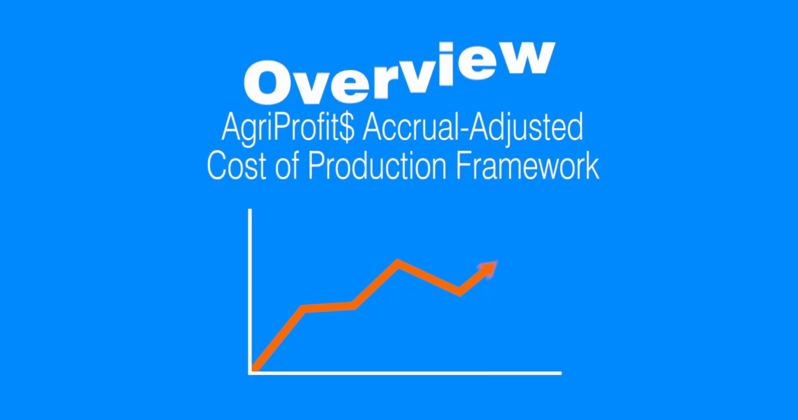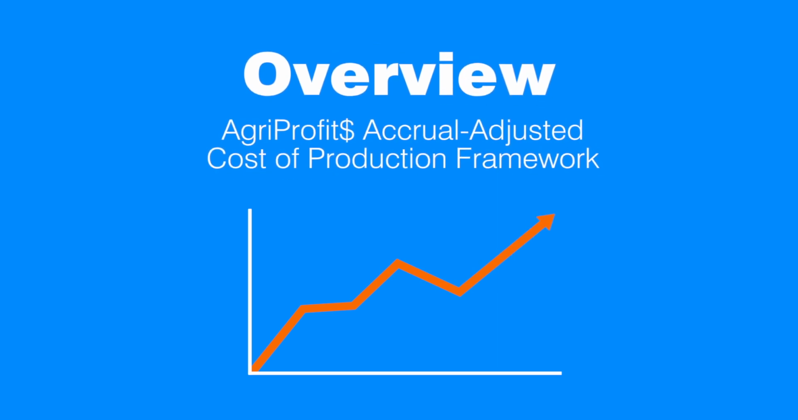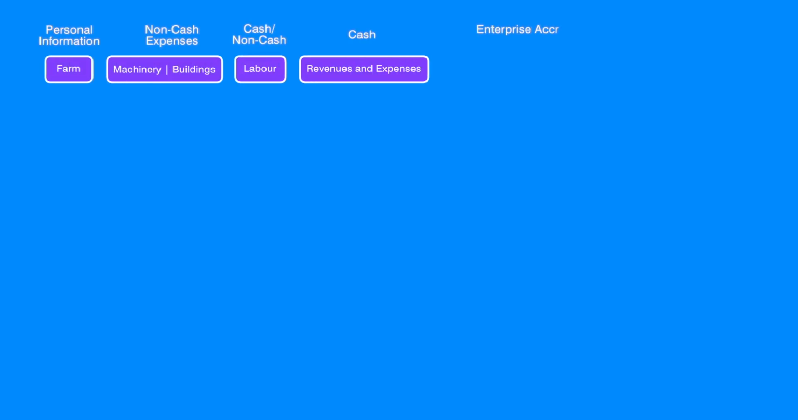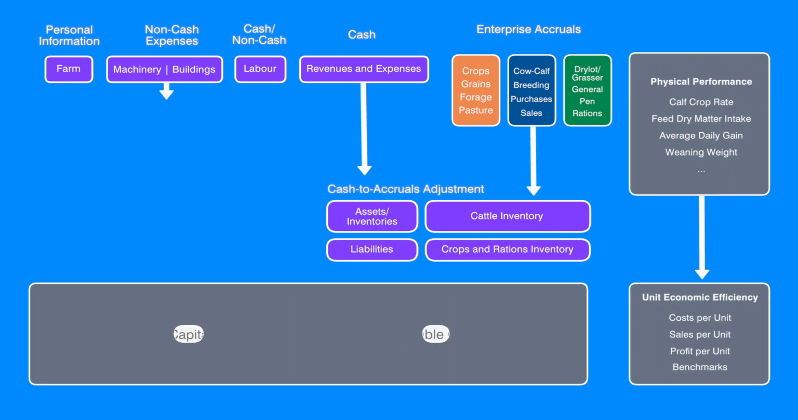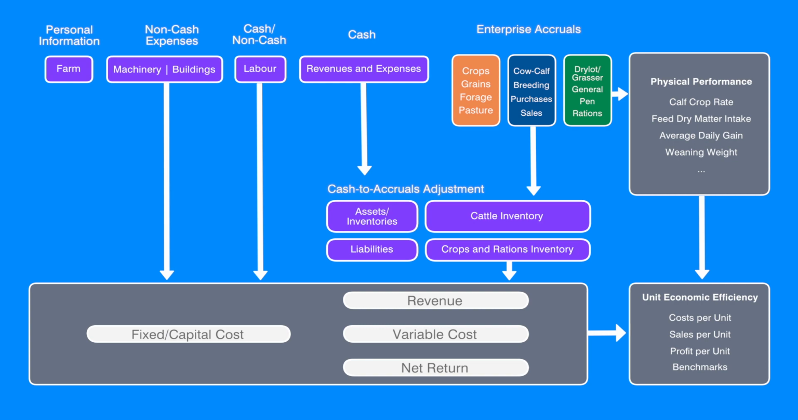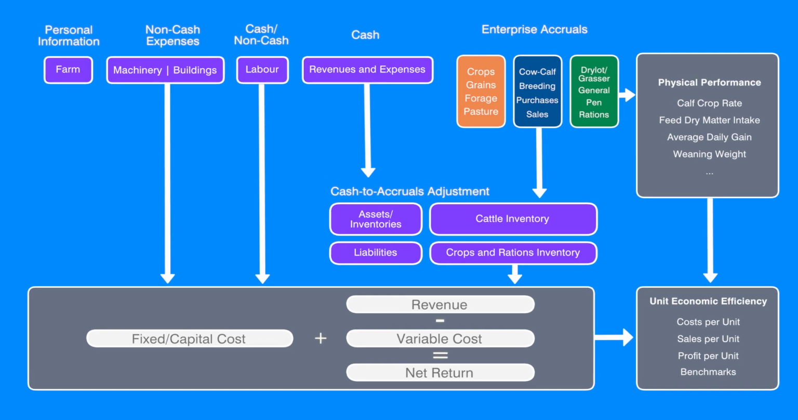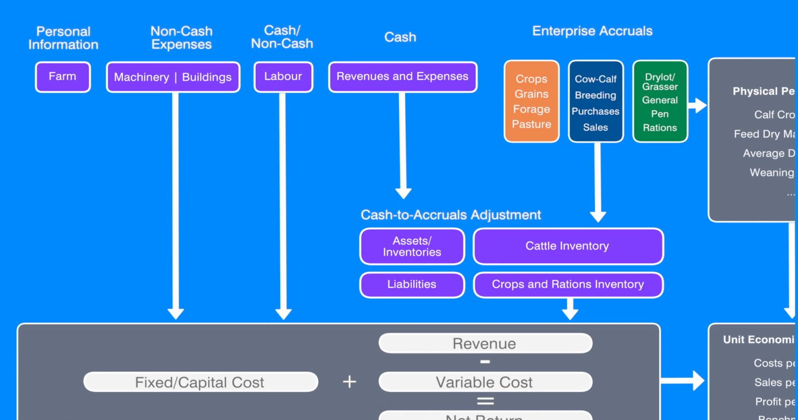To understand the AgriProfits business analysis and benchmarking program, we will provide an overview of the underlying data collection requirements, outputs, and analysis. AgriProfits is based on an accrual-adjusted cost of production framework. Data is collected in 6 key areas.